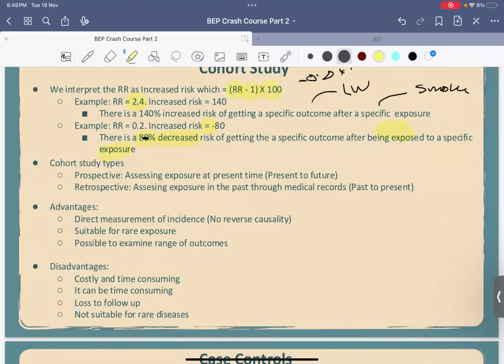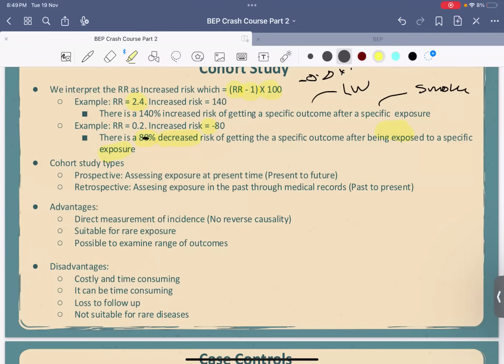Retrospective is I assess the exposure in the past. So after they gave birth, I come and see. In retrospective, I come right now and the outcome already happened. So they already gave birth, and I see how much of them were smoking in the past. So I go back to the past and see how many of them were smoking, and then see who had low weight babies, and then I compare.